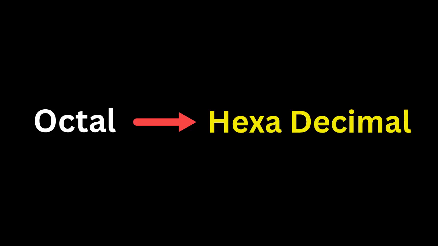In today's video, we are going to learn how to convert octal numbers to hexadecimal step by step. Instead of converting directly, we will use a simple and effective method. First, convert the octal number into binary and then convert that binary value into hexadecimal. By the end of this video, you will be able to convert any octal number to hexadecimal quickly and confidently. So let's get started.